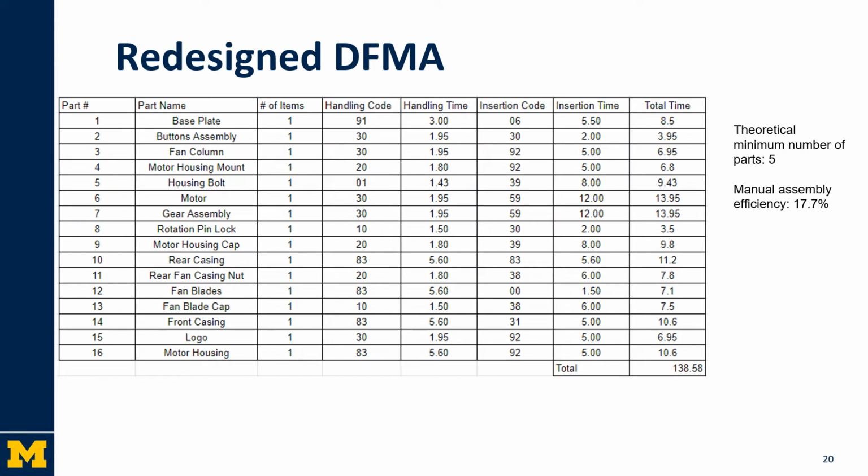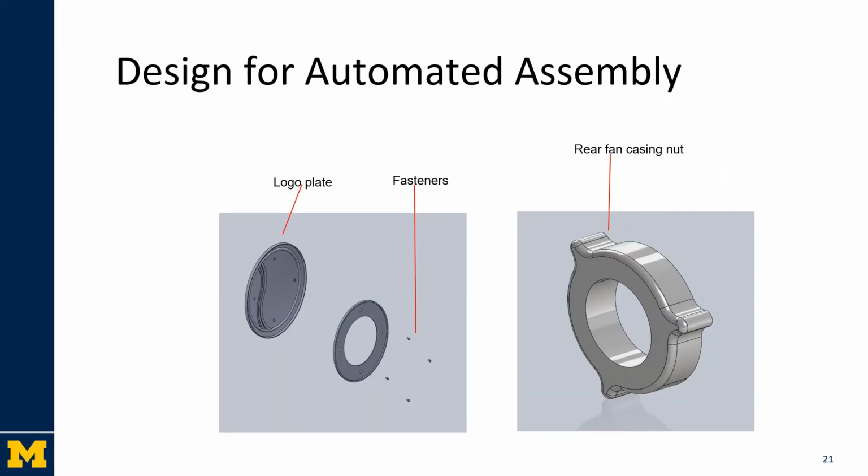Here you can see our redesigned DfMA, where we improved by about 2.5 seconds in total. This increased our manual assembly efficiency to 17.7%, which is a small increase. However, the ease of assembly due to reduced fasteners was significantly increased. Now moving to the design for automated assembly, we took a casing as a platform and 3 parts: logo plate, fastener, and rear fan casing nut for the calculation.